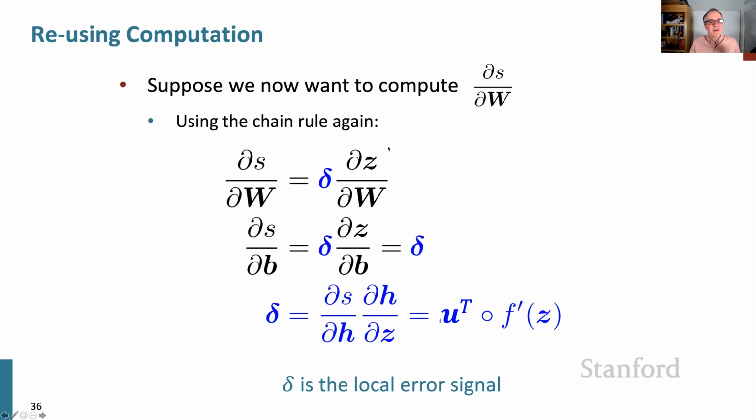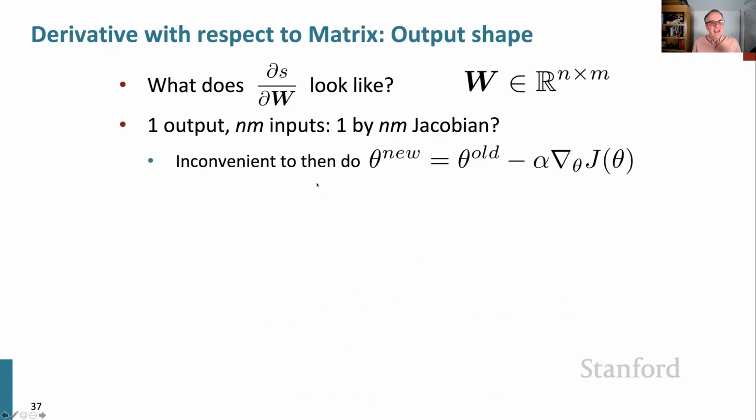But this time, we're going to have to work out the partial of Z with respect to W and multiply that by delta. That's the part that we still haven't yet done. And this is where things get, in some sense, a little bit hairier, and there's something important to explain.